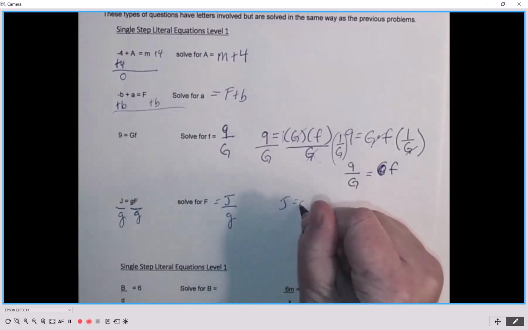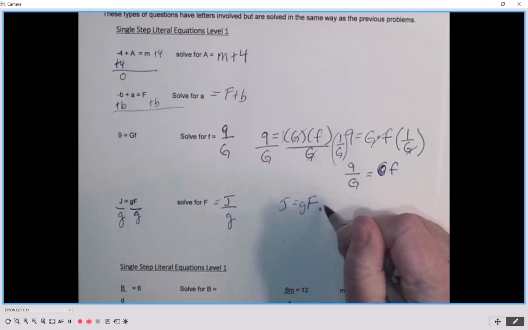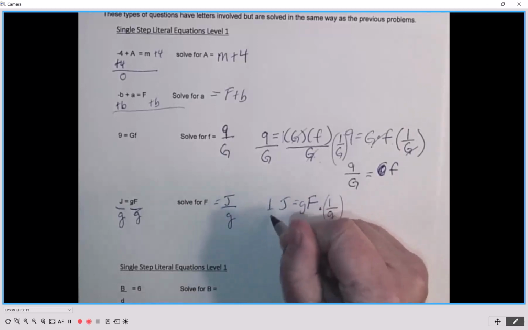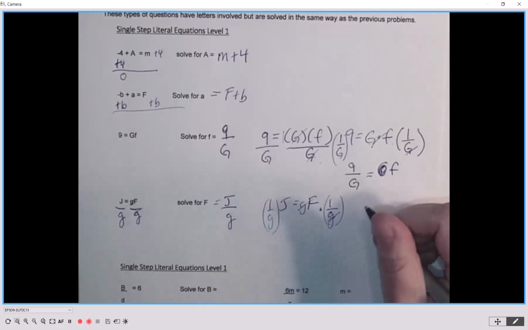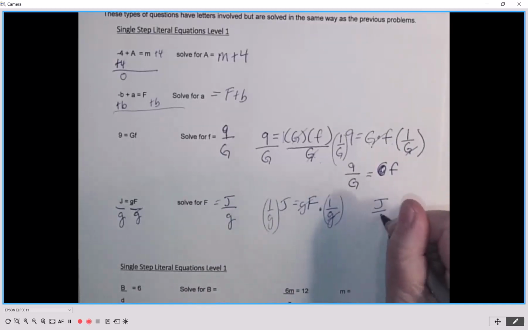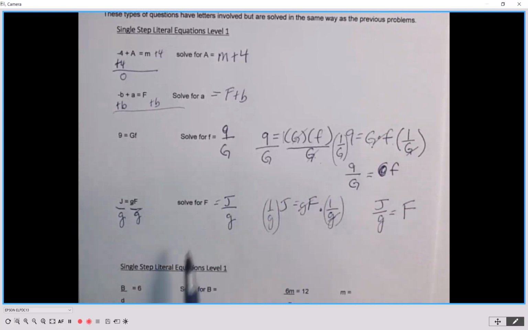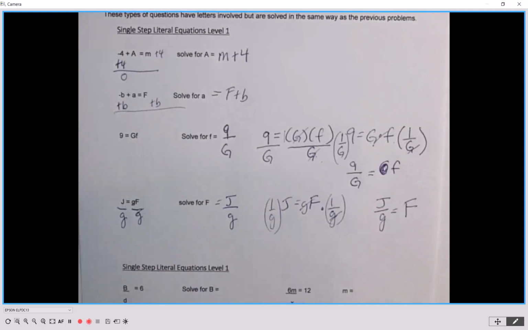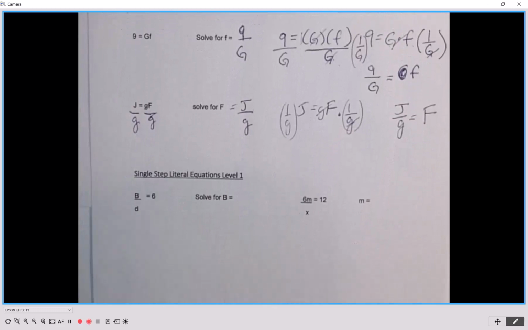Or if you like using those fractions the way Delta shows it, to be able to isolate the f, I would need to multiply it by 1 over g, both sides to do that. And so this cancels out. And again, this leaves me a capital G over small g is equal to the large F. Same thing that we did over here. You decide which one floats your boat. All right, let's take a look at this.